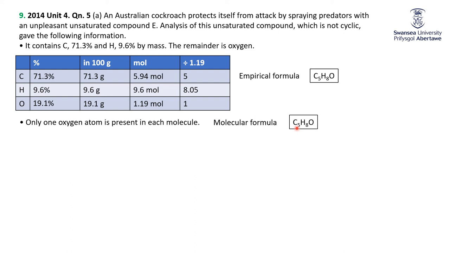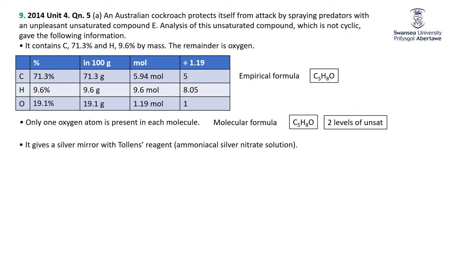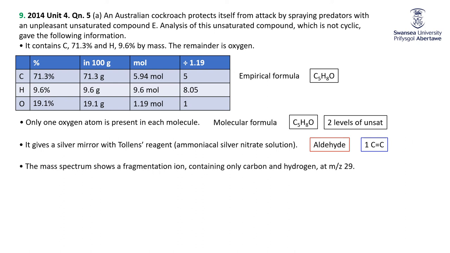Now, when you've got five carbons, you expect there to be 12 hydrogens. So we're four short of that, which means two levels of unsaturation. Now that could be rings or extra bonds, except we're told there are no rings. So we've got two extra bonds in there. The molecule gives a silver mirror with Tollens reagent. That tells you it's an aldehyde. So one of the levels of unsaturation is the carbon-oxygen double bond in the aldehyde. So the other one is just a carbon-carbon double bond.